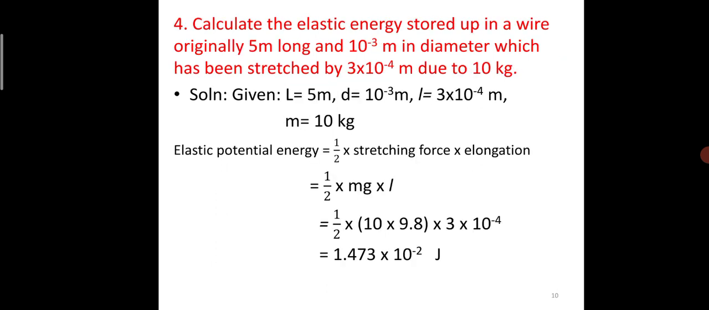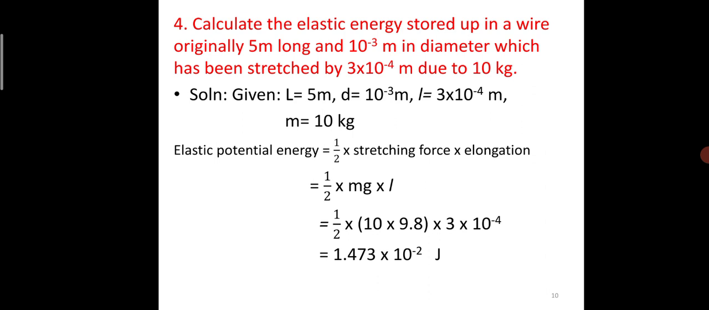Then the next problem is: calculate the elastic energy stored up in a wire originally 5 meter long and 10^-3 meter in diameter, which has been stretched by 3 × 10^-4 meter due to 10 kg. The given quantities are: the length of the wire is given and its diameter is D equal to 10^-3 meter, and the increase in the length is l equal to 3 × 10^-4 meter. Then the mass attached to the wire is 10 kg.